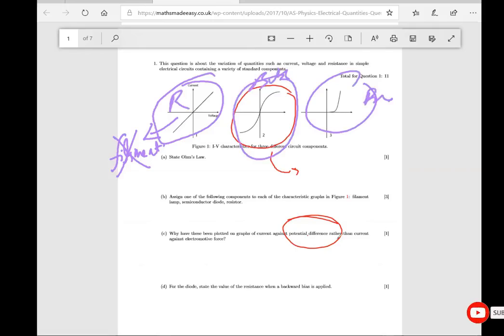Let me tell you what the mark scheme says. The mark scheme says electromotive force is concerned with energy being put into the circuit, whereas potential difference is concerned with the energy used by the components.